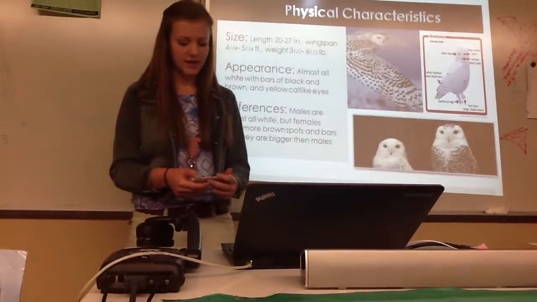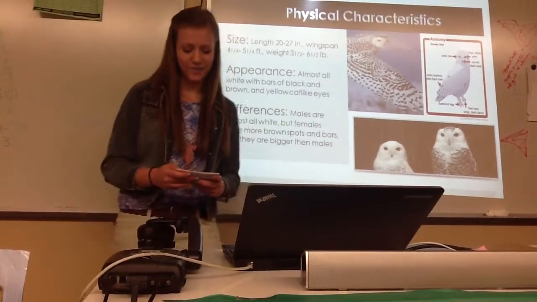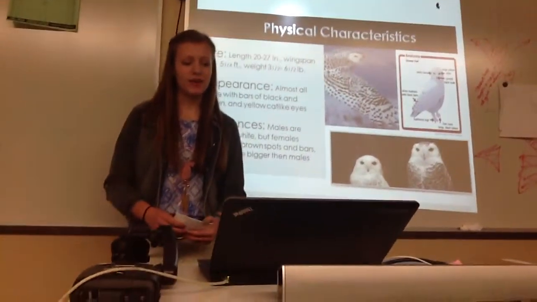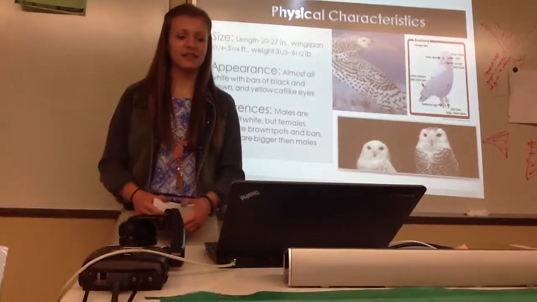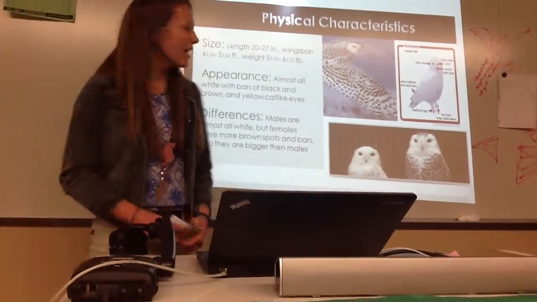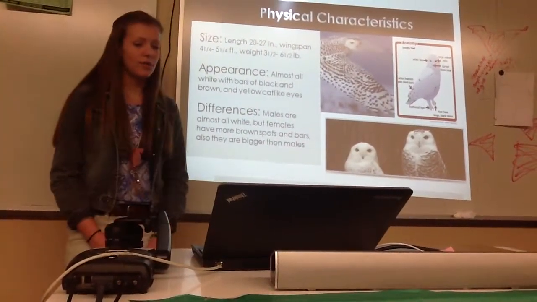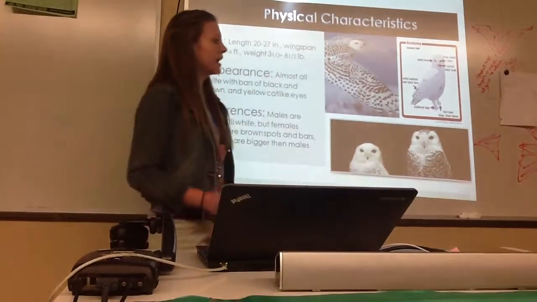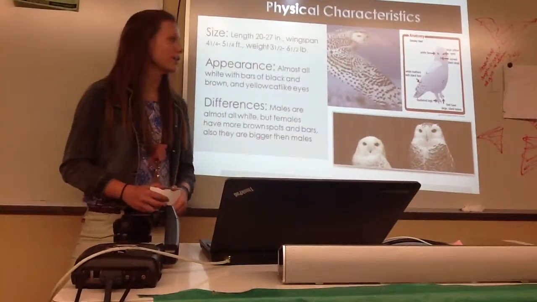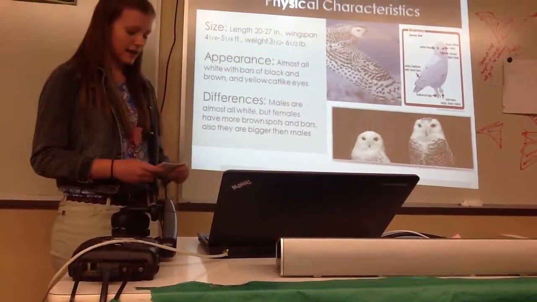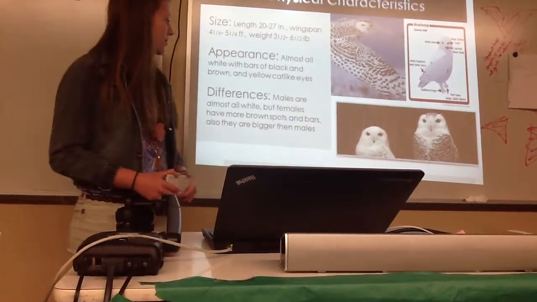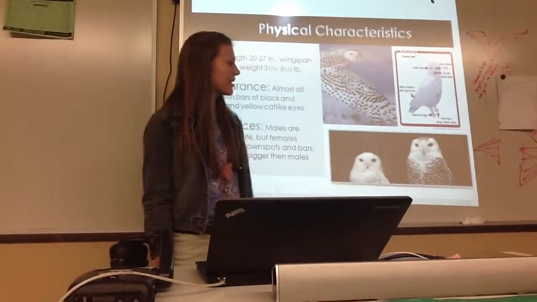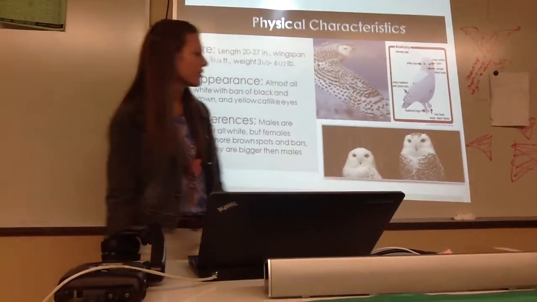In this next slide, you can see the physical characteristics of the snowy owl. Specifically, their length is 20 to 27 inches long. Their wingspan is 4 to 5 feet long, and their weight is 3 to 6 pounds. Their appearance is almost all white with bars, and what I mean by bars is the colors at the tips of the feathers, and that gives them their brown and black color. And they have yellow cat-like eyes. The difference in the males and females is that the males are all white, as you can see right there, and the females are also bigger and they have more coloring to them.